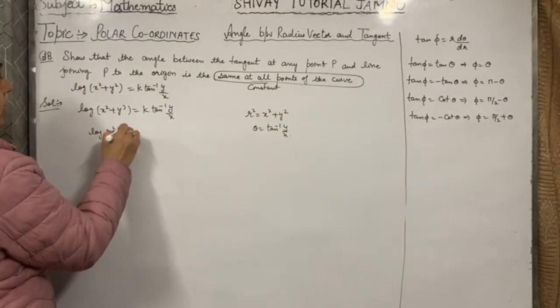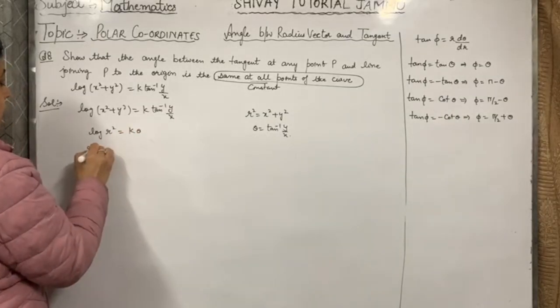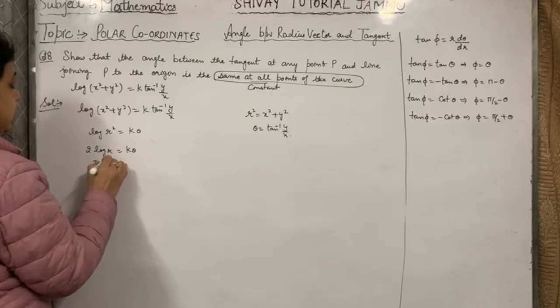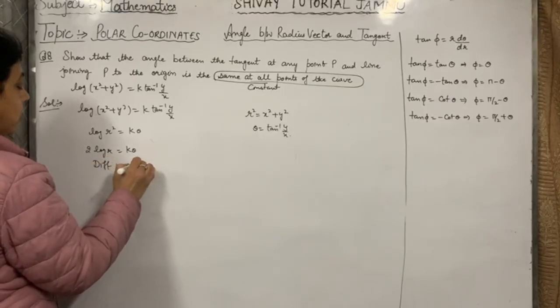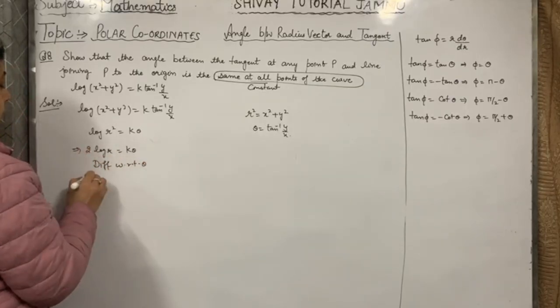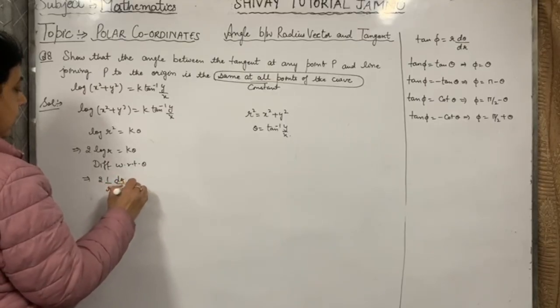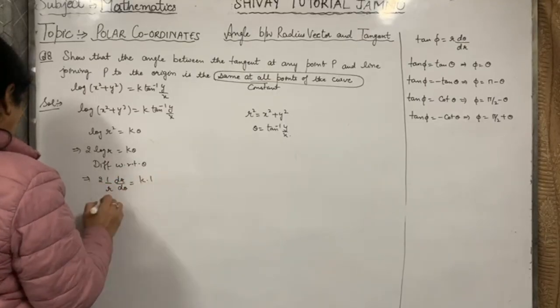Log r square is k theta. Twice log r is equal to k theta. Differentiate with respect to theta. We will get twice 1 by r dr by d theta is k into 1.